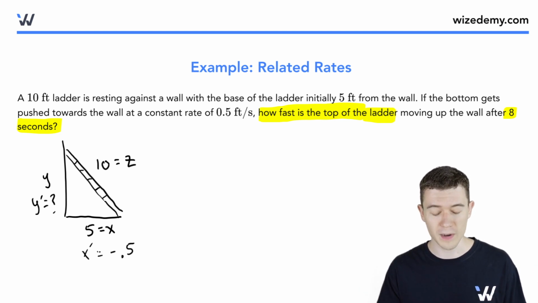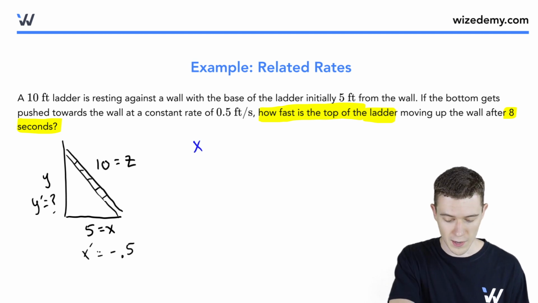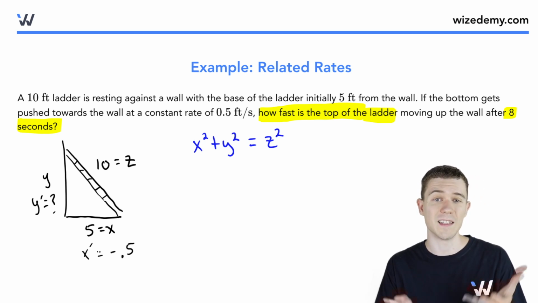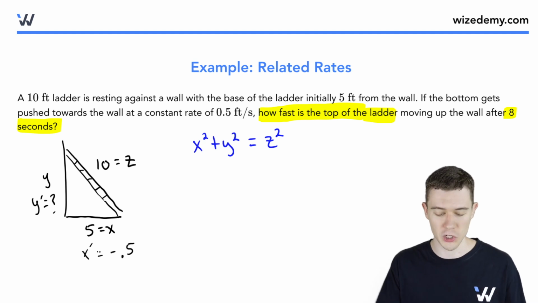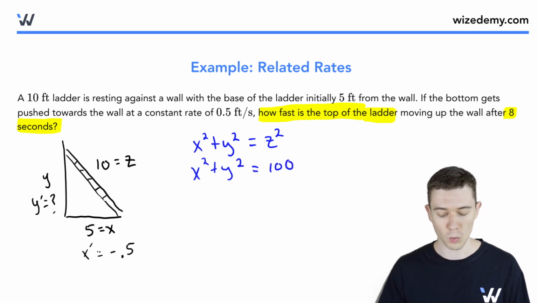And we have a right triangle with 3 sides. You should think Pythagorean theorem. Here, x squared plus y squared equals z squared, the hypotenuse. One thing that's nice is that the length of the ladder, 10 feet, is fixed. That's not going to change, so we can automatically fill in z equals 10 or that z squared equals 100.